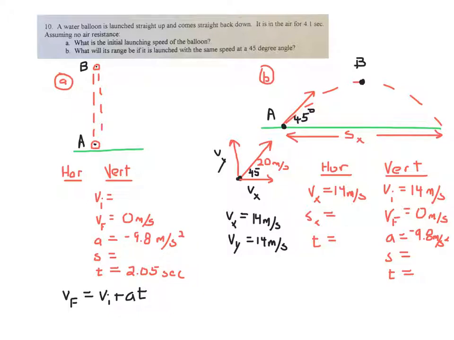Just FYI, if you would have picked point B down here at the bottom next to A on landing, your V sub F would have not been 0. Your V sub F would have been negative V sub I. You can do the problem that way, but this is probably a little bit easier. So I picked point B at the top. It's always a good point to pick. You don't always have to do that, but that gives me the 0 there.